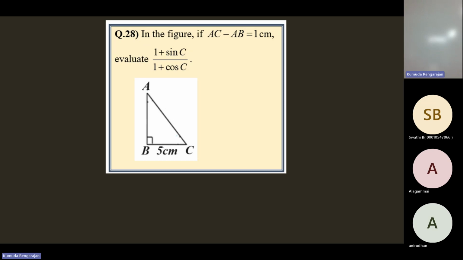So what is the BC? AC is 1 plus A. AC is 1 plus A, correct? What is the term of the square on the hypotenuse? AC square is equal to AB square plus BC square, given the other line. Understand? AC square is x square plus x square. Hypotenuse square is equal to x square plus x square.